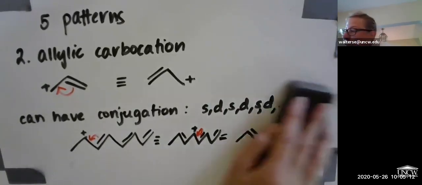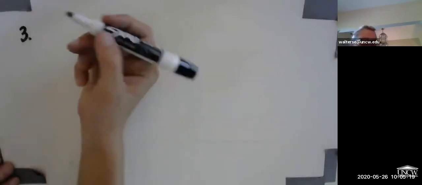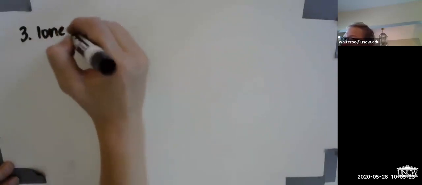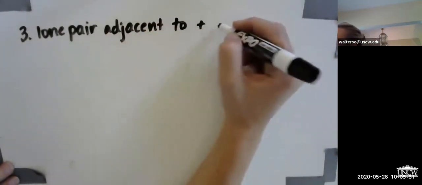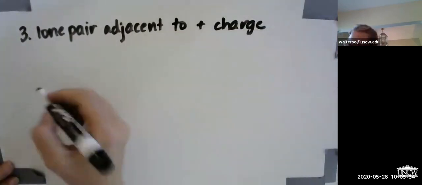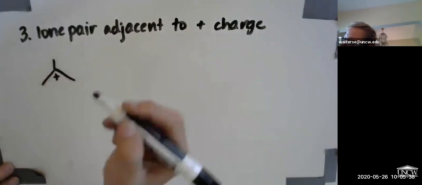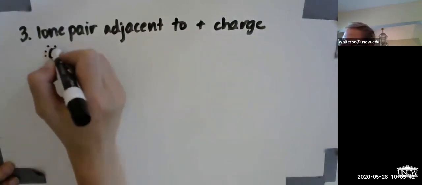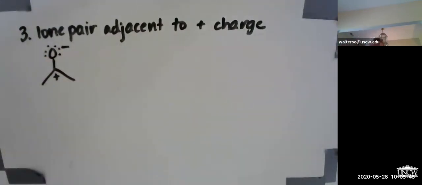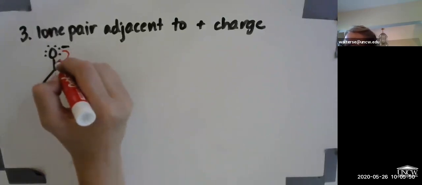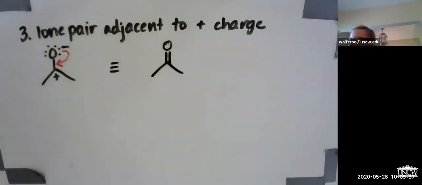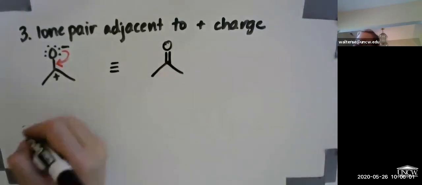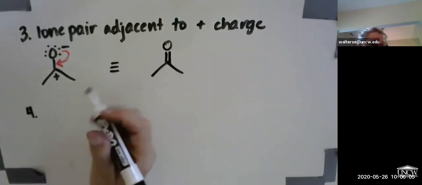Okay. The third and the fourth are essentially mirrors of one another. The third is when you have a lone pair adjacent to a pi bond, or sorry, no, adjacent to a positive charge. So one of these lone pairs would come down, and you would generate this neutral species here.